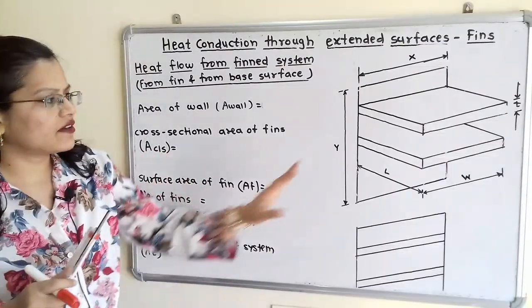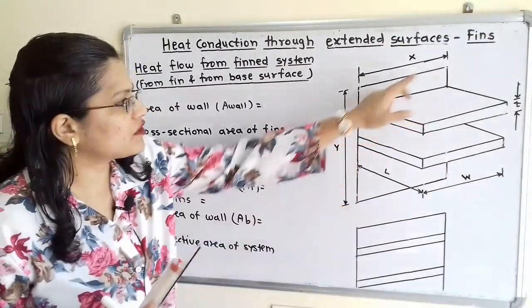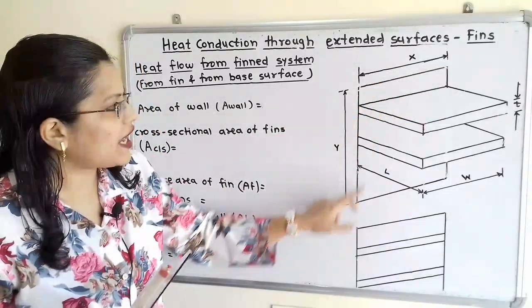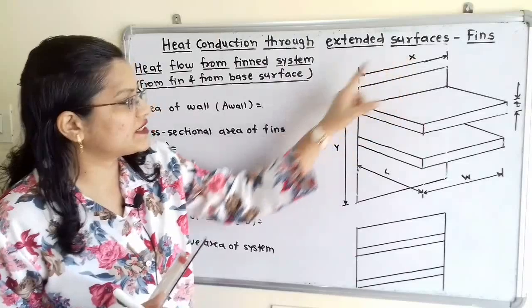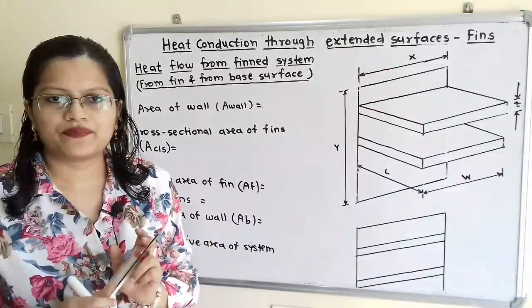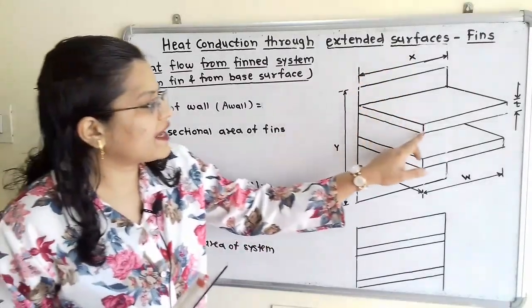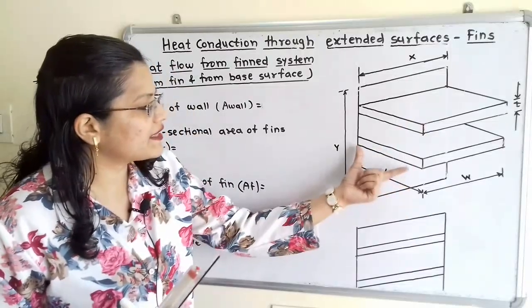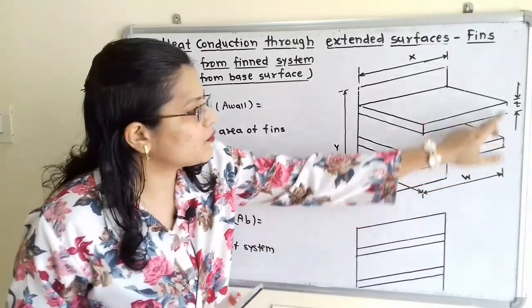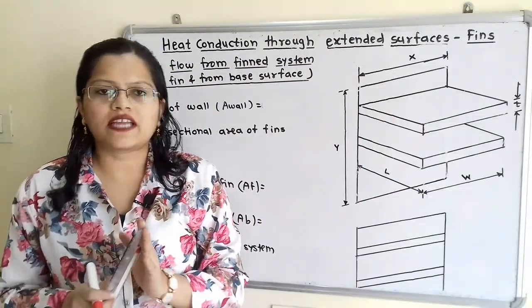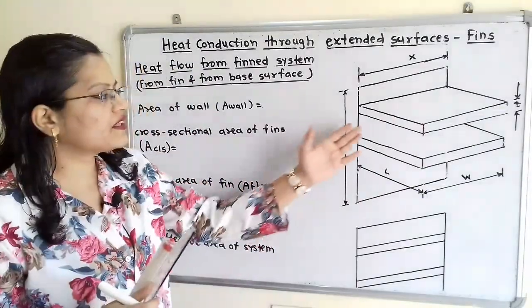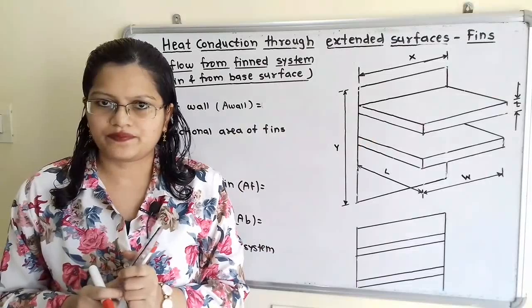Now we will refer to this diagram. If we observe, this is the wall with dimension x and y. We will consider the length of the wall as x and height as y. Now fins are attached to these walls having length L, width W and thickness T. Now we have to understand different parameters with reference to this diagram.